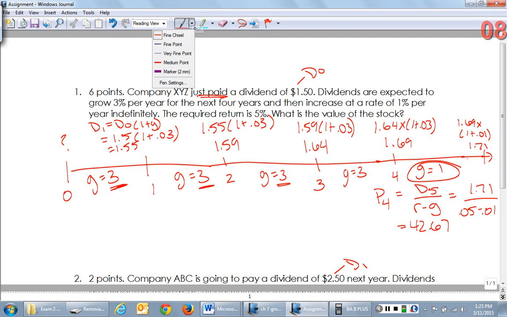So now that we've calculated the price at time period 4, which is the present value of all future dividends after time period 4, we can ignore any dividends that come after time period 4. So now the only relevant cash flows are those associated with time periods 1, 2, 3, and 4. So we can use our cash flow worksheet.